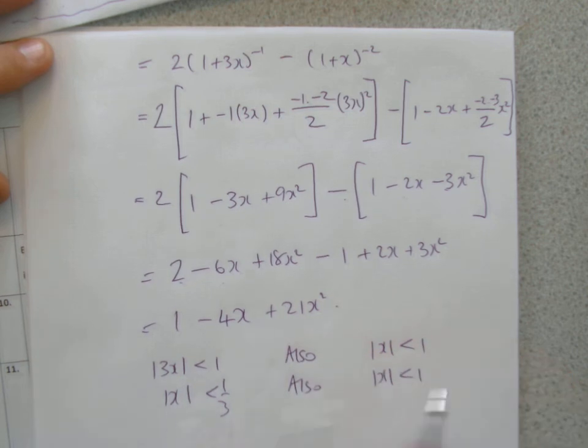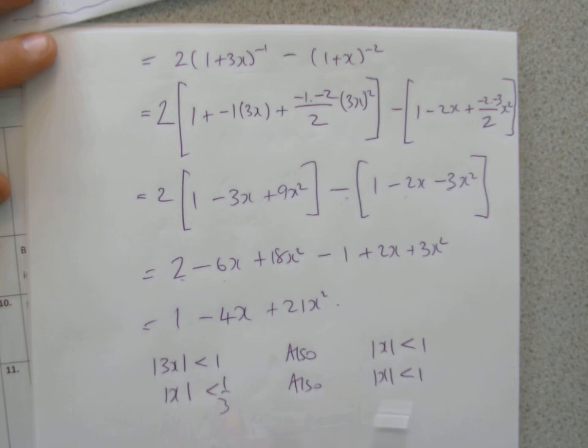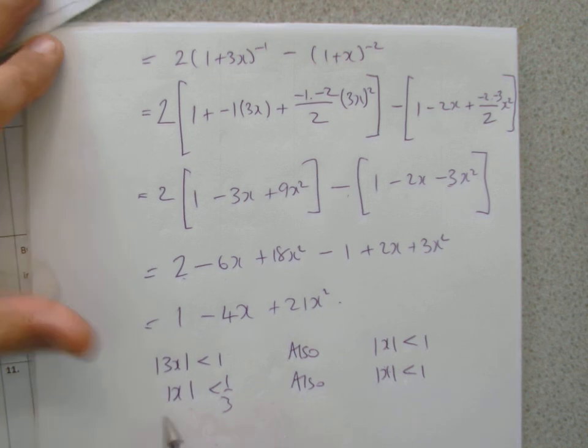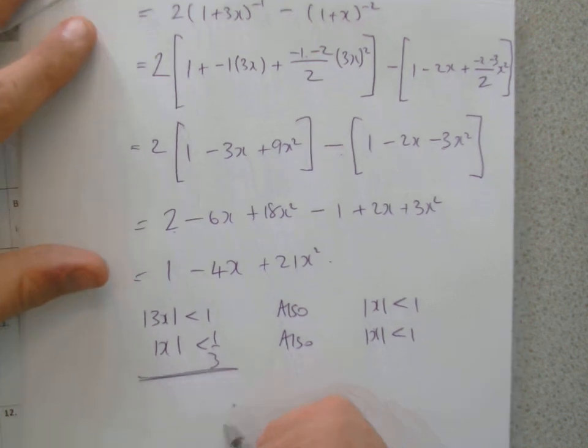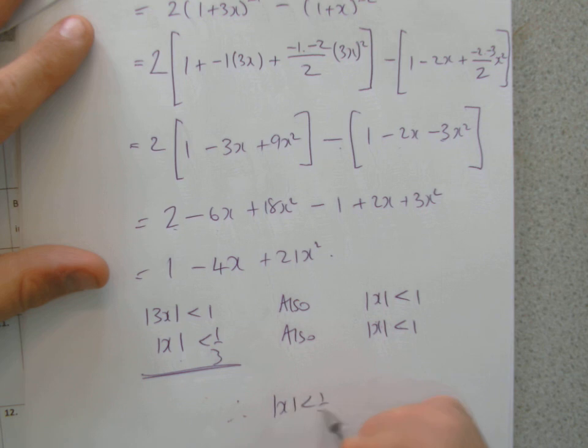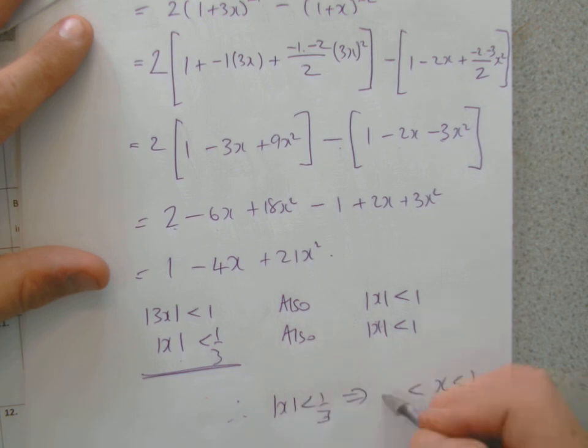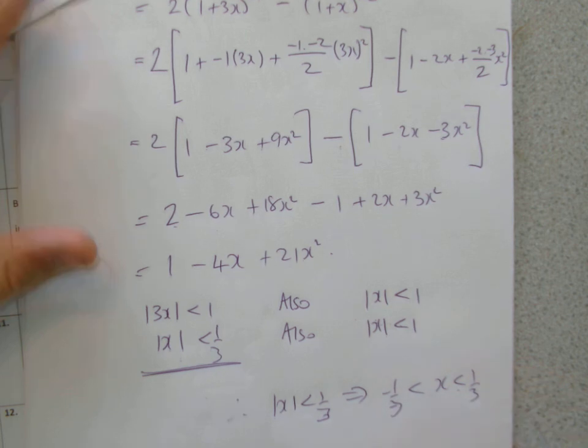Now what you've got to do is choose the smallest one. Because if you choose the biggest one, it will contain certain values that are not valid in here. X has got to be less than a third here. So if I pick 2/3 in there, which is acceptable here, it won't be acceptable in the other. So you choose the smallest one. You say, therefore, mod x is less than a third, which implies x is between minus a third and a third. Okay, and we're done.